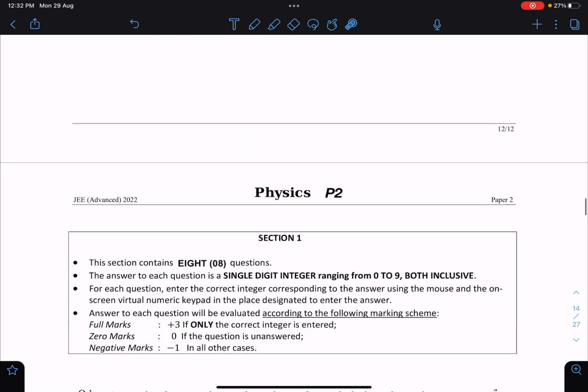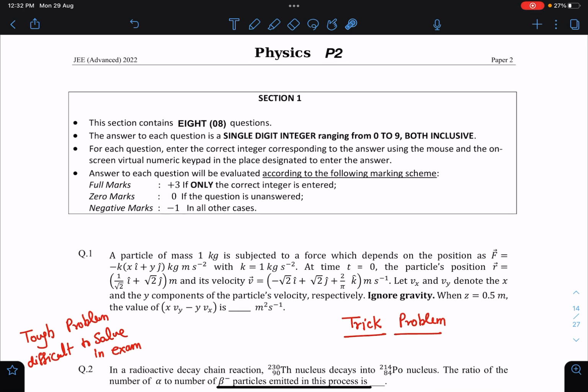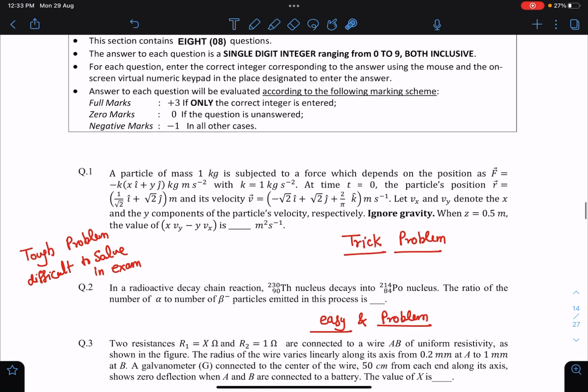So let's move to the second paper and analyze this. This is a very beautiful problem. I gave it a try and I figured out a much easier method to solve this problem. If we go with the traditional way, this was very, very lengthy in my opinion, and yeah, it's a trick problem, and I don't think many people would have done this question in the exam hall.